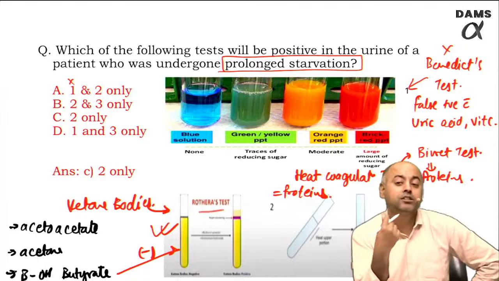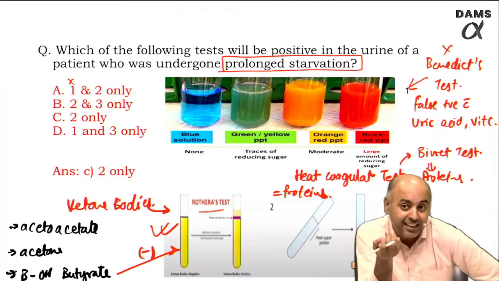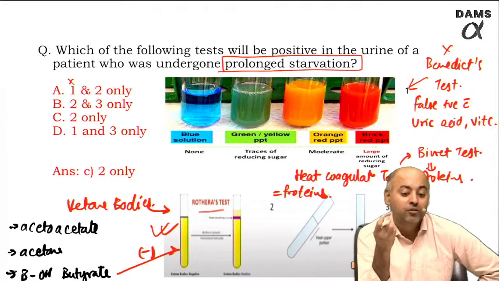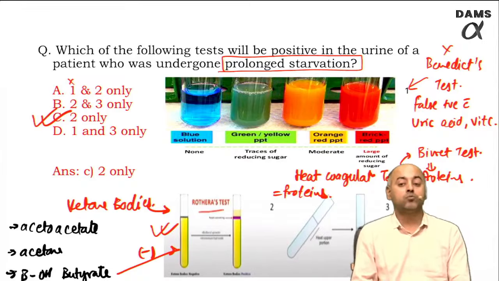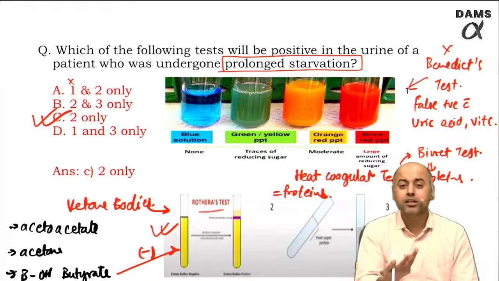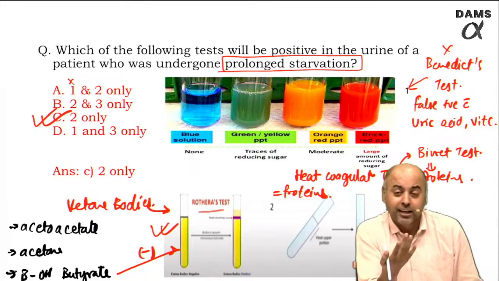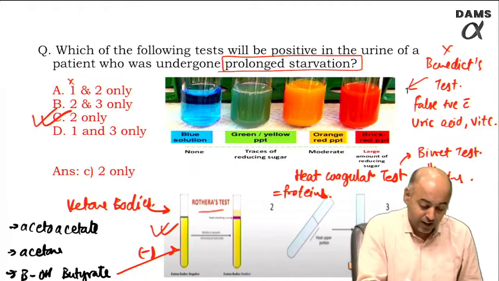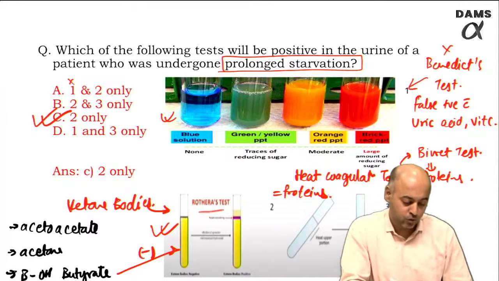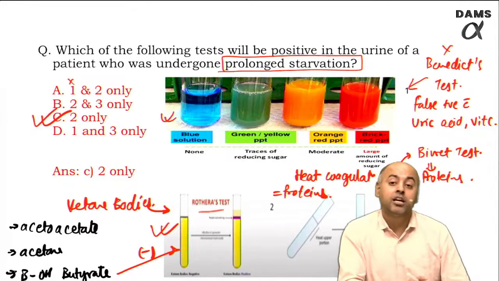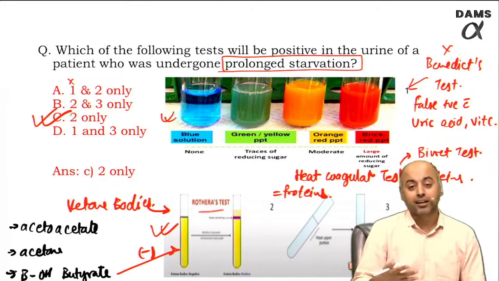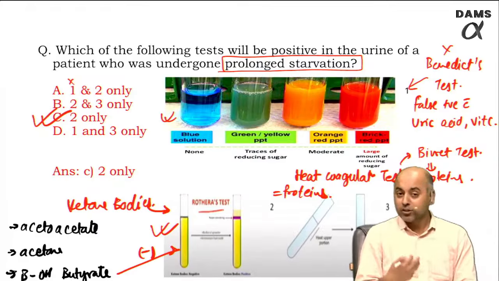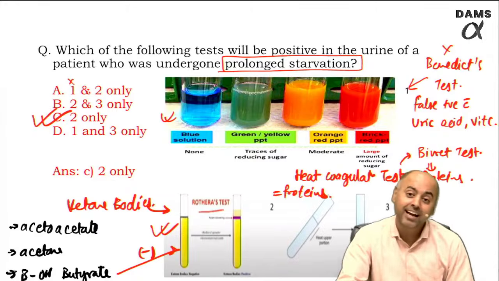Similarly, because nothing else is mentioned about any kidney damage, the protein in the urine will not be available. Only the Rothera's test will come out to be positive. If it mentioned a case of diabetic ketoacidosis, in that case you will have both 1 and 2, Benedict test for blood glucose, and you can have the Rothera's test. If it says a patient of chronic diabetes coming to you with the presentation of the ketoacidosis, in that case all three will be there.